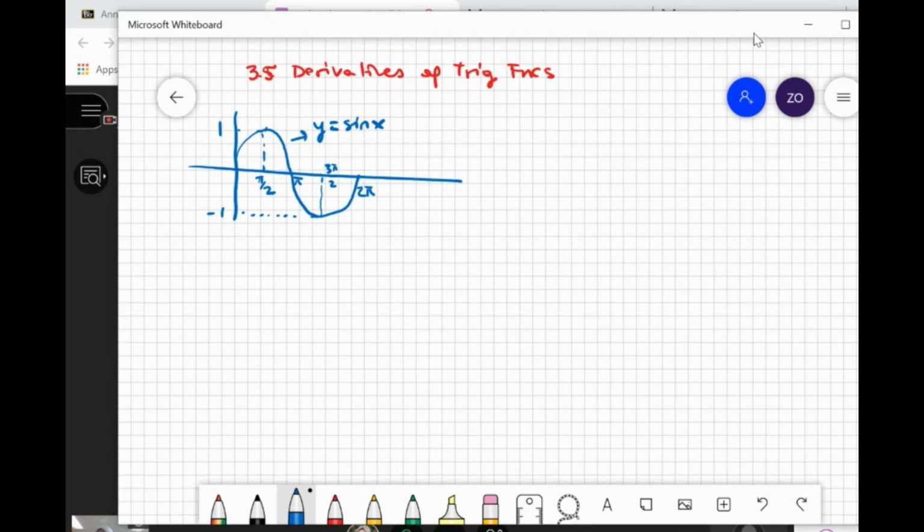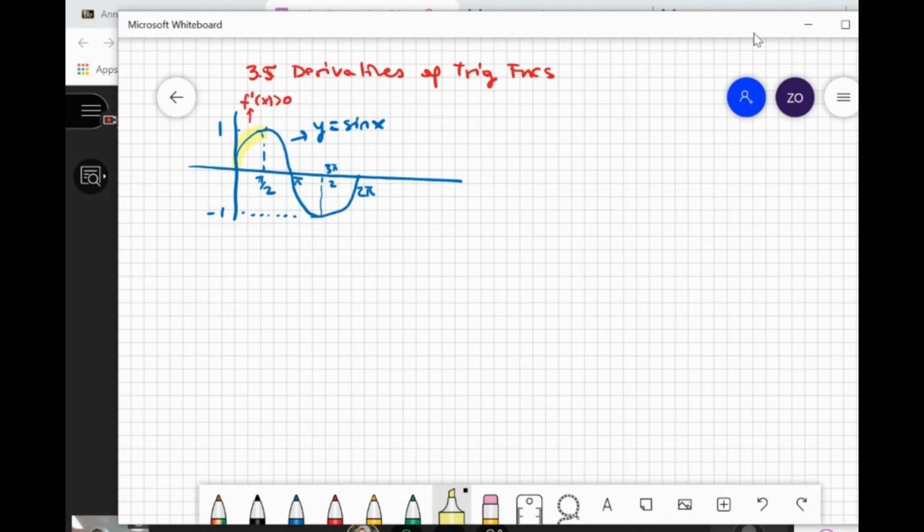So now let's think about the derivative. Until pi over 2, we see that the graph is rising. So we expect the derivative in this region to be greater than 0. A rising graph means the slope is positive, and the derivative is positive.